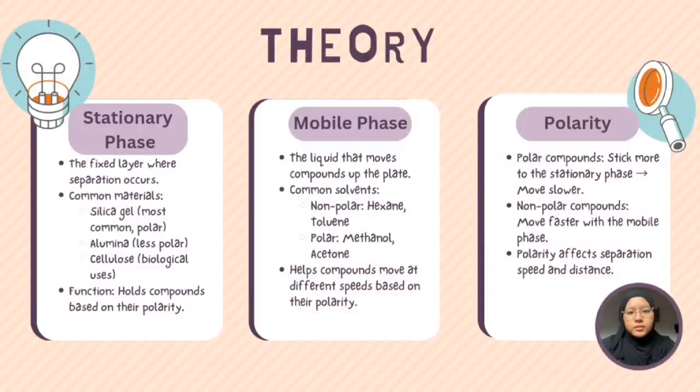Now, onto the mobile phase. This is the liquid that carries the compounds up the stationary phase. Common solvents can be either nonpolar, like hexane and toluene, or polar, like methanol and acetone. Essentially, the mobile phase helps compounds move at different speeds, depending on their polarity. Polarity itself is a key factor here. Polar compounds tend to stick more to the stationary phase, making them move slower. Meanwhile, non-polar compounds zip through with the mobile phase. This difference in speed is how separation works.